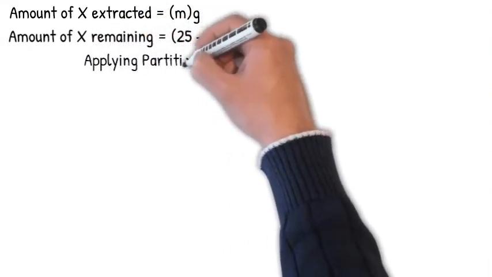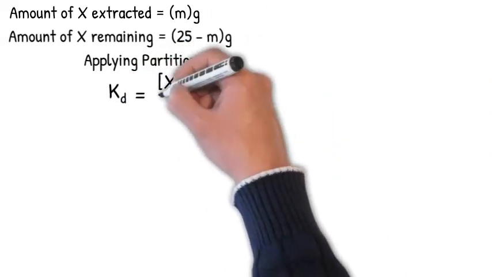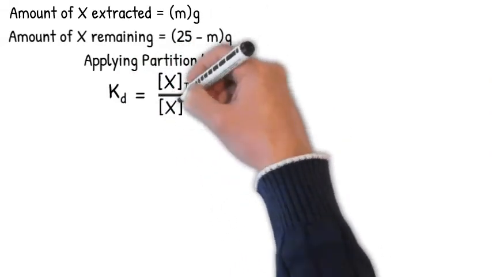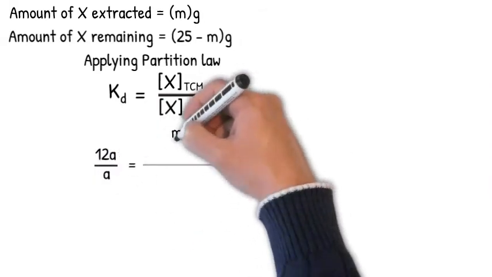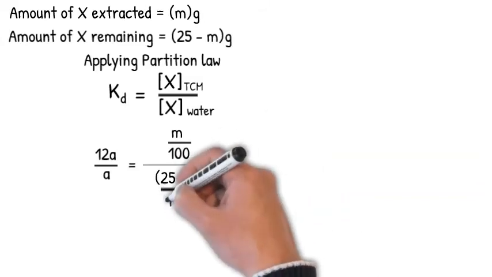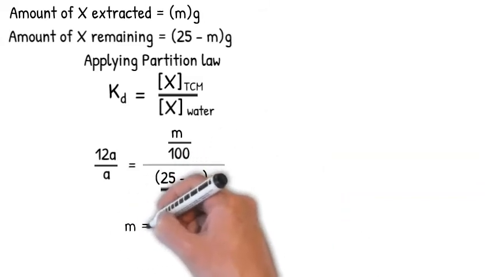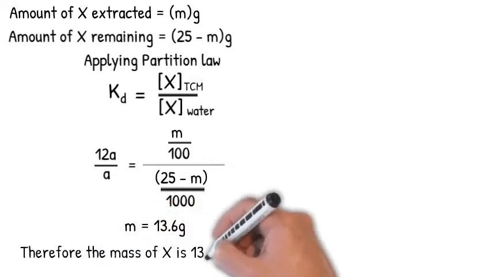Applying partition law, Kd equals concentration of X in trichloromethane divided by concentration of X in water. 12A divided by A equals m divided by 100 over 25 minus m divided by 1000. m equals 13.6 gram. Therefore, the mass of X extracted is 13.6 gram.